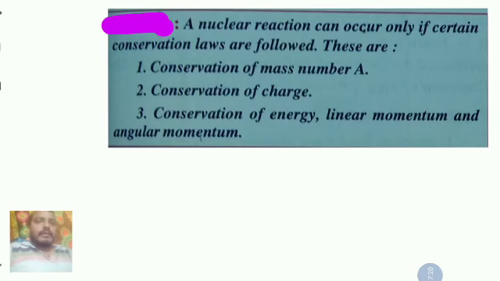A nuclear reaction can occur only if certain conservation laws are followed. They are: 1. Conservation of mass number. So always conserve the mass number. Second one, conservation of charge. Charge is also conserved. Third one, conservation of energy, linear momentum and angular momentum. So here, in nuclear reactions there is conservation of mass number, conservation of charge, and conservation of energy, linear momentum and angular momentum. It is a very important point.